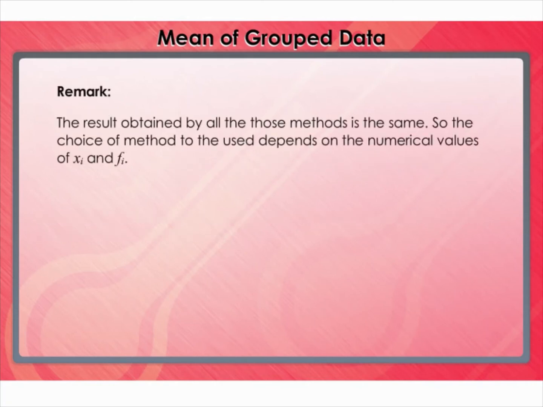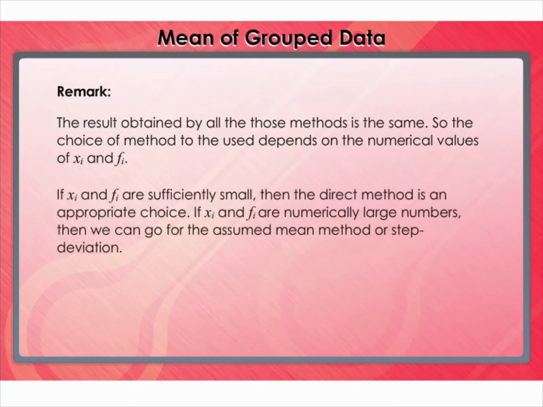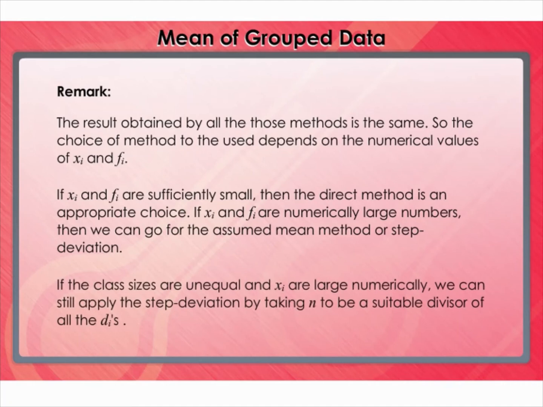Remark: the result obtained by all the methods is the same. So the choice of method to be used depends on the numerical values of xi and fi. If xi and fi are sufficiently small, then the direct method is an appropriate choice. If xi and fi are numerically large numbers, then we can go for the assumed mean method or step deviation. If the class sizes are unequal and xi are large numerically, we can still apply the step deviation by taking h to be a suitable divisor of all the di-s.